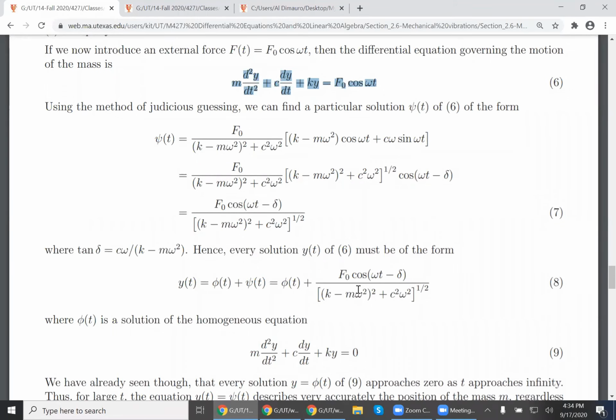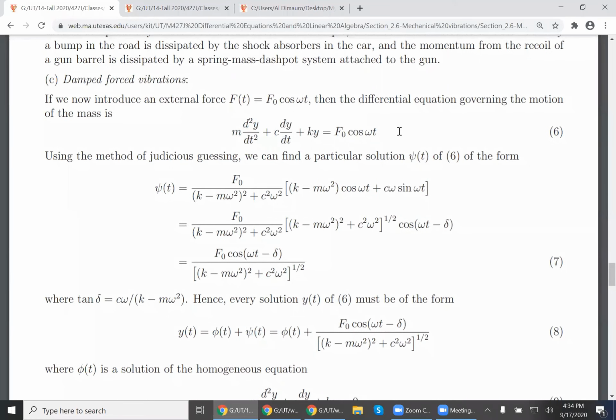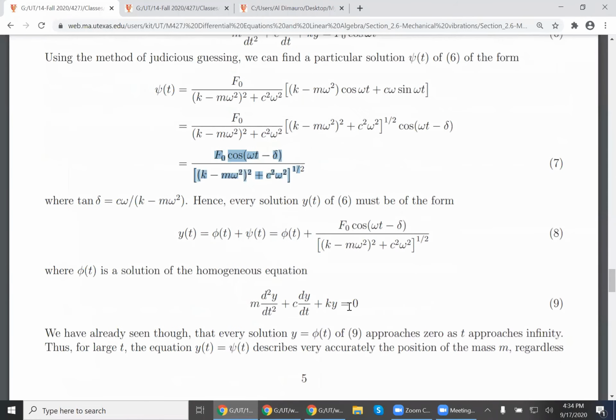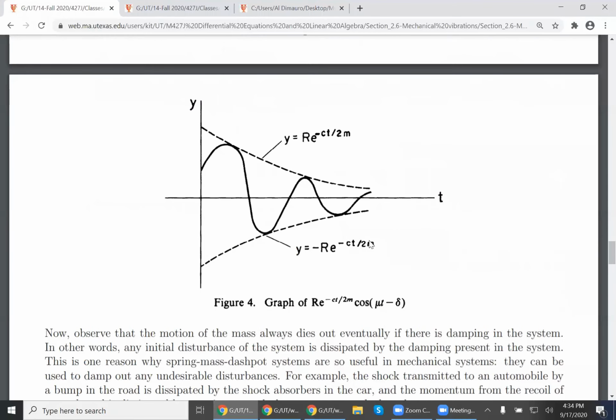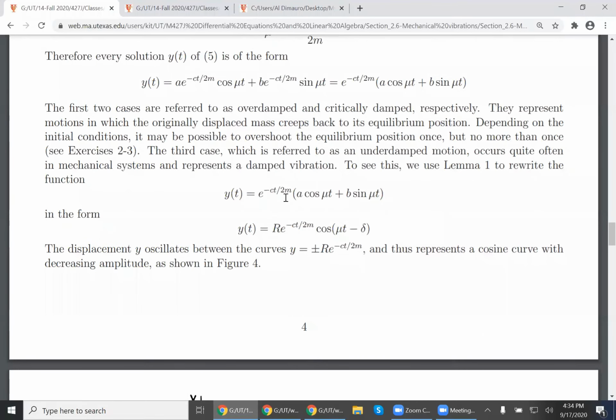Therefore, the general solution of this equation is the sum of two pieces. General solution of the corresponding homogeneous plus particular solution of this equation means this. Now, note that when t goes to infinity, this goes to 0. Here is why. We can see it in case 3. If t goes to infinity, this goes to 0.